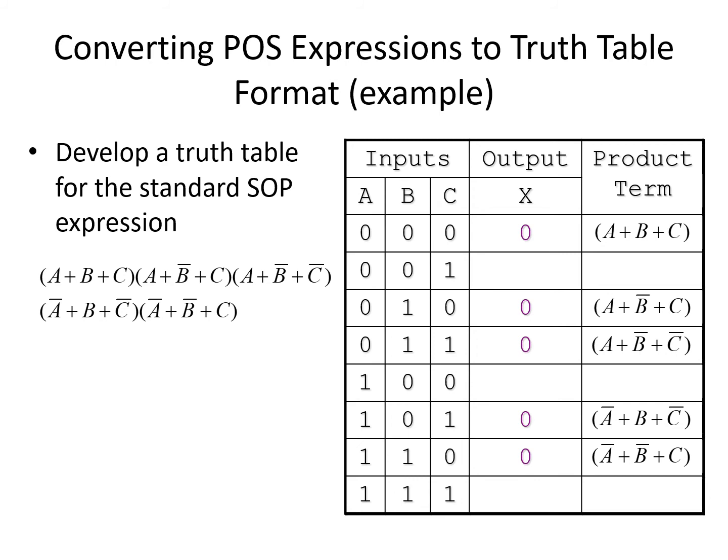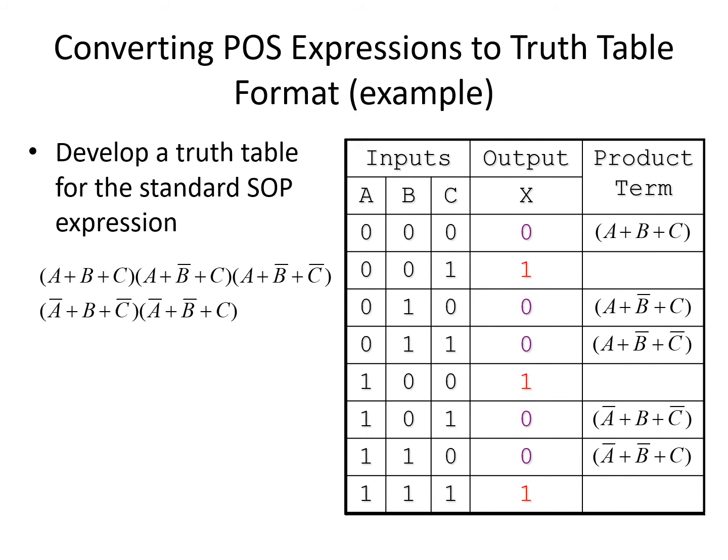So first list out all the possible combinations of input. Look at the output. Wherever 0 is occurring, you have to get the corresponding sum term. So A plus B plus C, A plus B bar plus C, A plus B bar plus C bar, A bar plus B plus C bar, A bar plus B bar plus C. So this is an example where we have developed a truth table from the standard SOP expression, and you could see already this SOP expression is in the standard form.